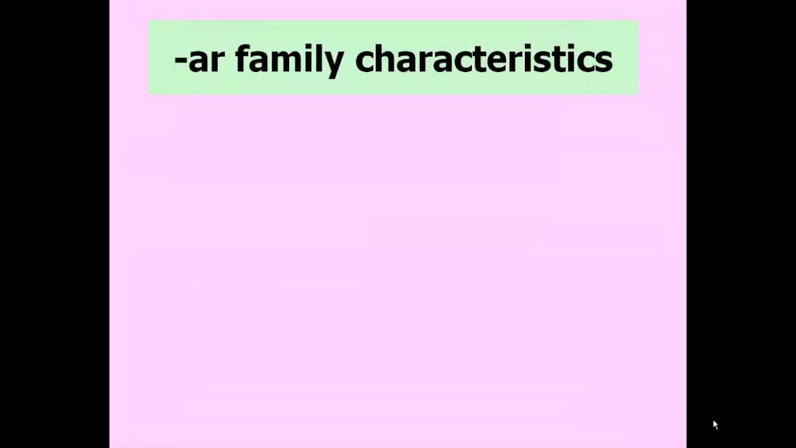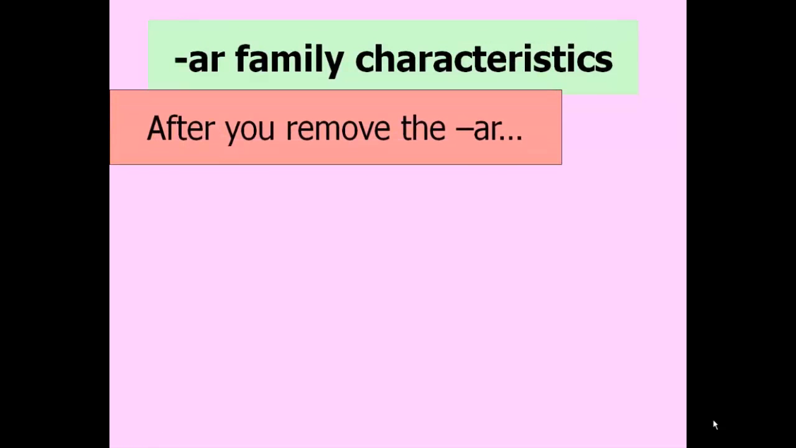Now, let's talk about that big old family of AR verbs and what their characteristics are. Once you remove the AR, you can put an ending that's unique for each of the different 6 subjects that you might use. Instead of having to rewrite the whole thing like with ser, where we had soy, eres, es, somos, and so on, the AR family just has a preset ending for each of the 6 subjects.